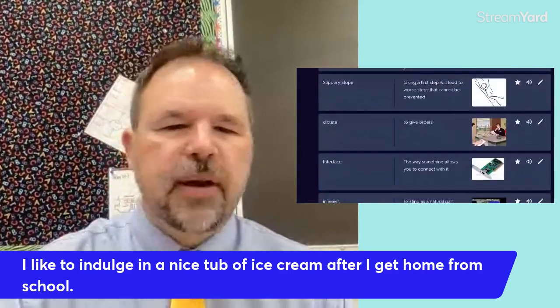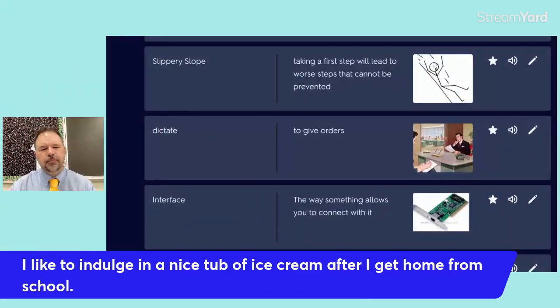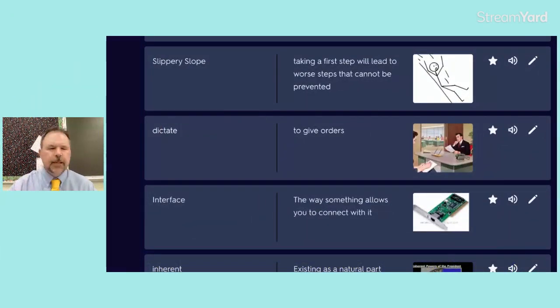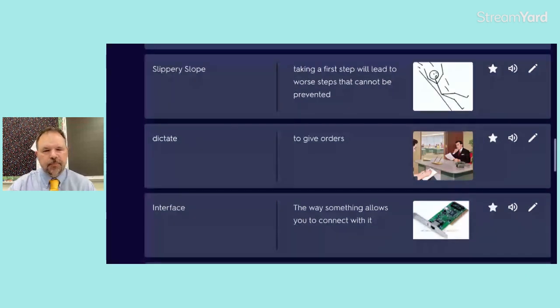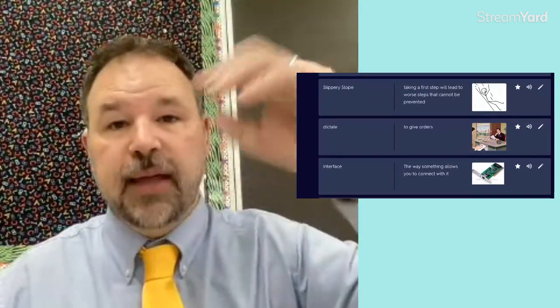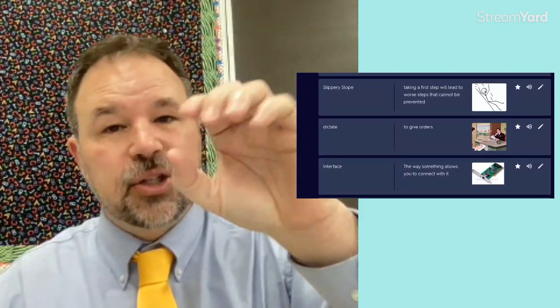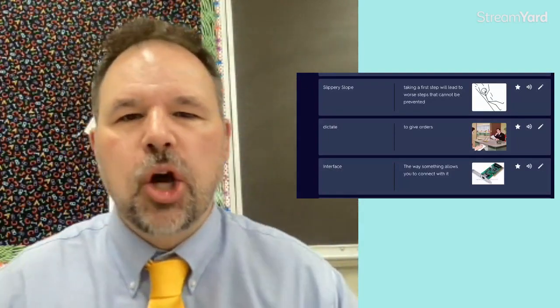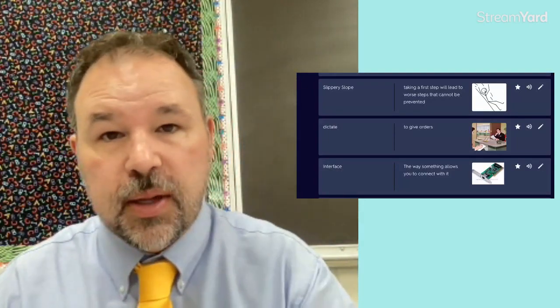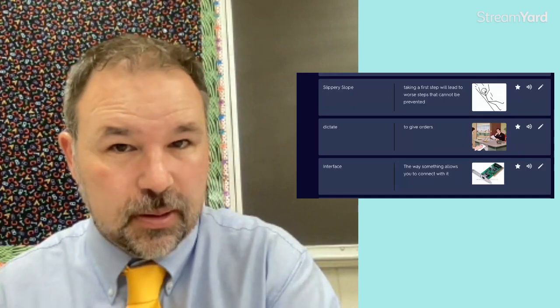Now I need to make it a little bit smaller, but this next one is slippery slope. We have talked very briefly about that one, slippery slope. It just means, well, let's read it here. It just means taking a first step that will lead to worse steps that cannot be prevented. A slippery slope. And you see that person falling right there. So when you hear slippery slope, think of that. Like once you get to the edge, there might be no coming back. And it starts with that first step.